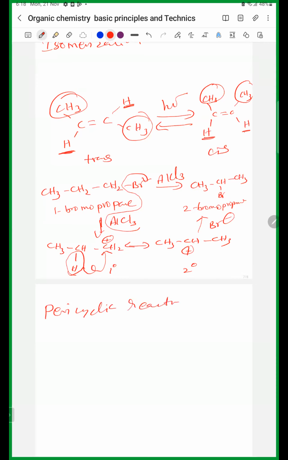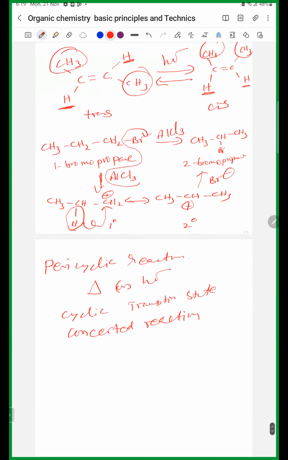So what is a pericyclic reaction? There are certain reactions which are initiated either by heat or light. They do not have ionic or free radical intermediates. It can proceed through a cyclic transition state. In this reaction, bond breaking and bond making occur simultaneously. So this is called a concerted reaction. They do not have any ionic mechanism like this. So it is a concerted reaction, and this is known as a pericyclic reaction.